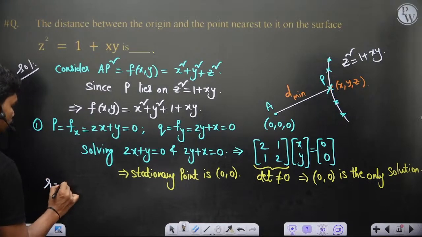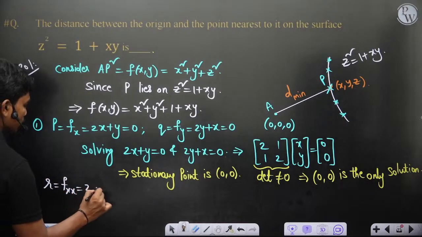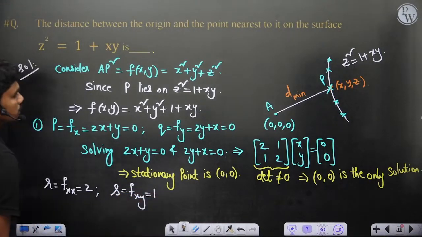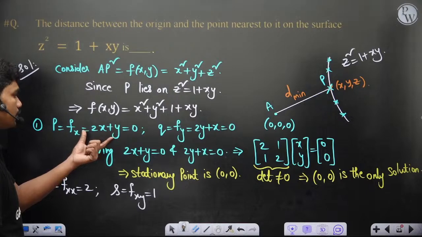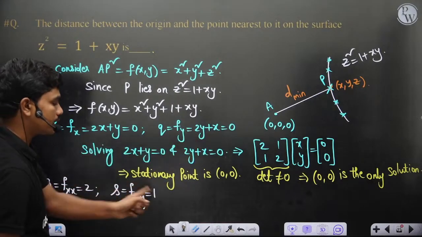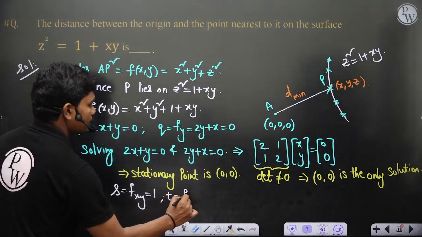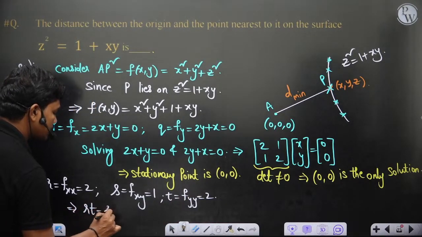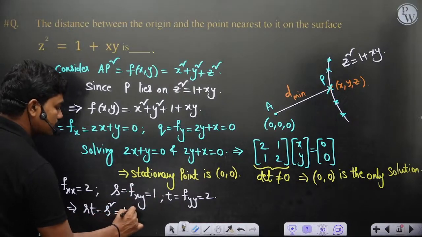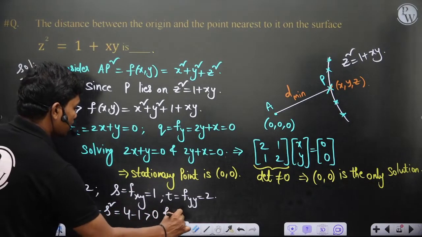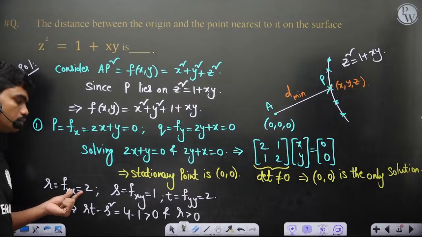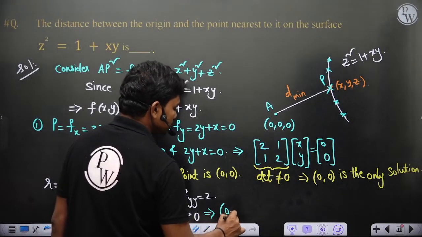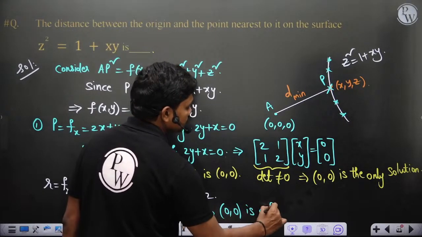Okay, so if stationary point is origin, let's calculate the second derivatives. So r is equal to fxx, which is 2, then s is equal to fxy, which is 1. Of course, if you differentiate this with respect to y, then ultimately you'll get 1, or if you differentiate this with respect to x, then also you'll get 1. Then t, what about t? fyy is equal to 2, and clearly rt minus s square is 4 minus 1, which is positive, and r is also positive here. Okay, so r is always positive. So this clearly implies the stationary point has a minimum. So this implies 0 comma 0 is a point of minimum distance.